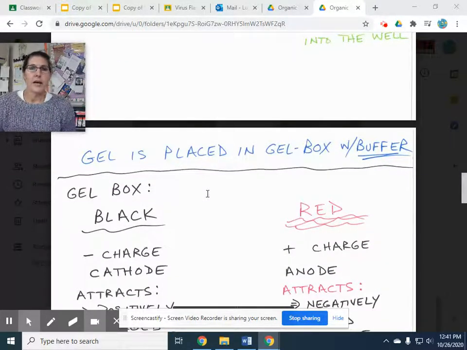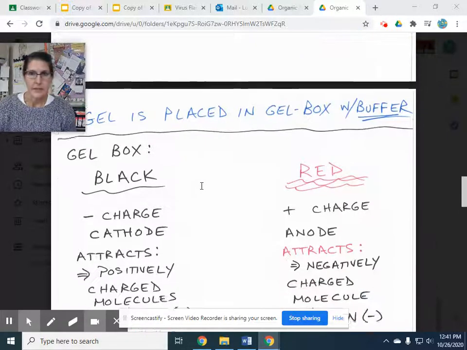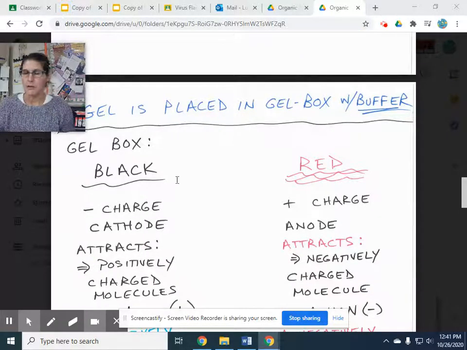Then we take that gel, it's placed in a gel box with our buffer, which we said is slightly basic, and it's going to help to have these molecules move. It's going to make sure that nothing's going to denature. And I said before, you guys are going to have to mark which end is the red end and which end is the black end of the box.